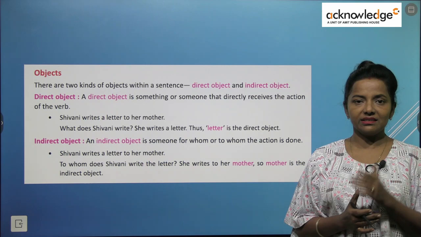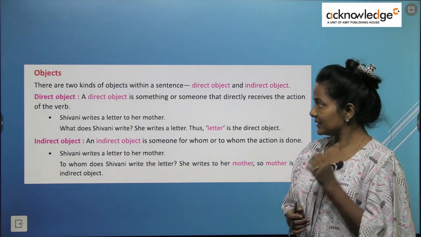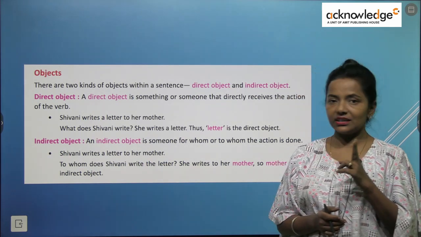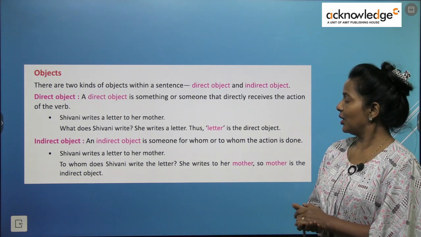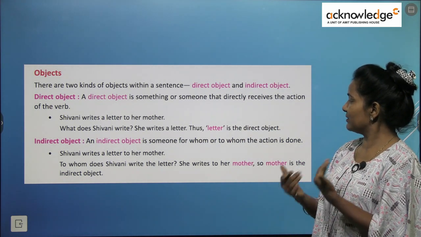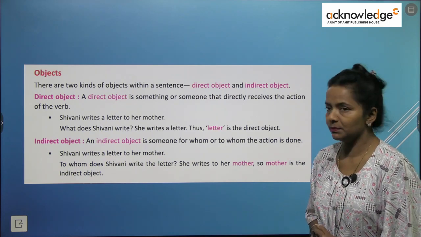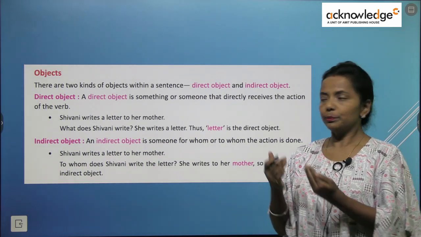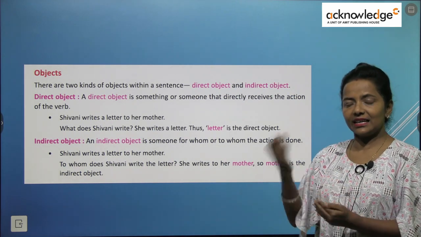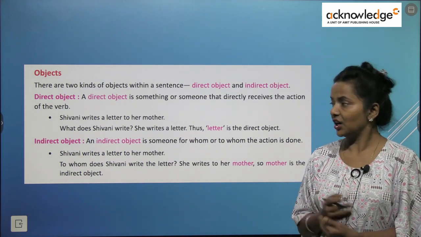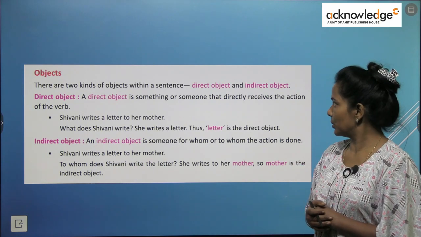Direct object. What is a direct object? There are two kinds of objects, direct and indirect. A direct object is something or someone that directly receives the action of the verb. जो कोई पर्सन या कोई चीज जो डायरेक्टली उस एक्शन को रिसीव कर रही है उसे कहते हैं डायरेक्ट ऑब्जेक्ट.